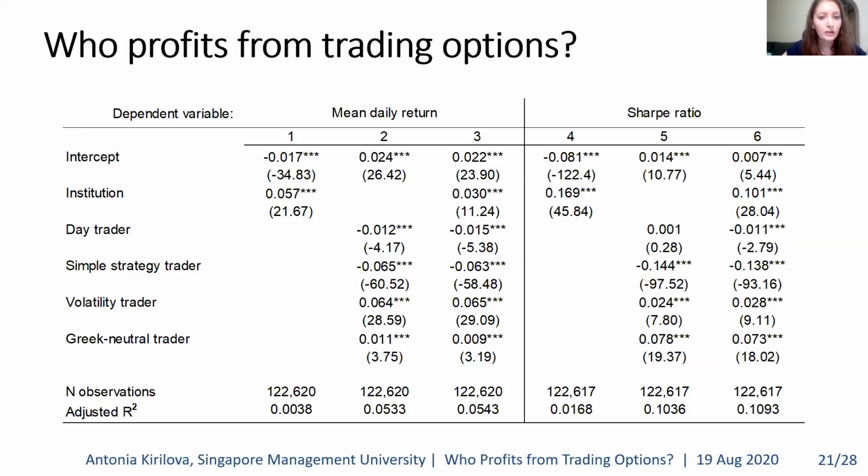Simple strategy traders always have very negative significant coefficients, while vol traders and Greek neutral traders have positive and significant coefficients, with the vol traders being the most profitable in terms of mean daily return, and the Greek neutral traders being the most profitable group in terms of Sharpe ratio.